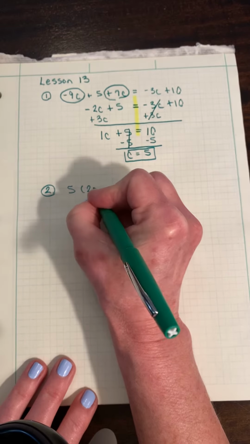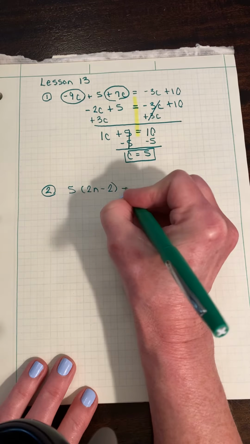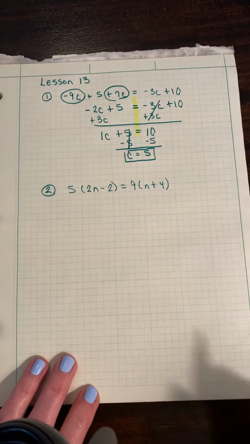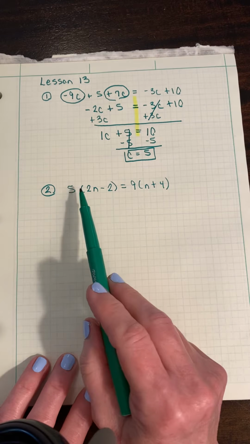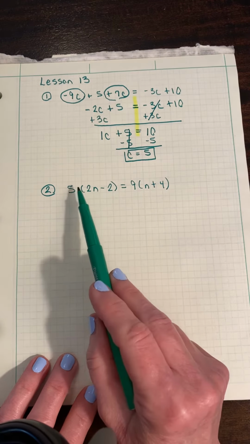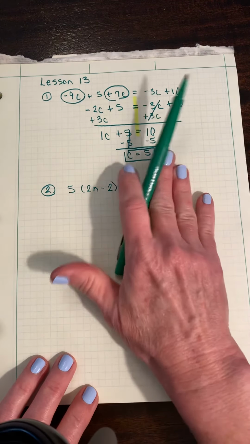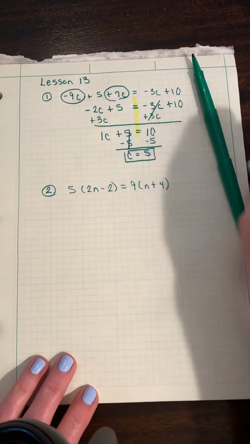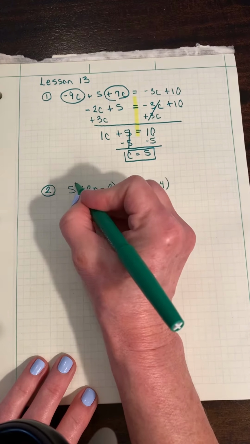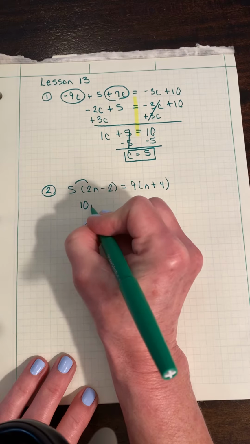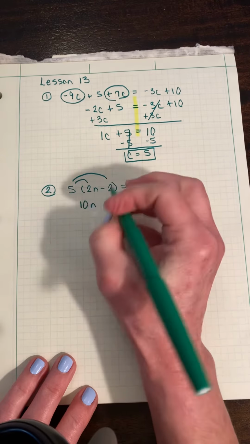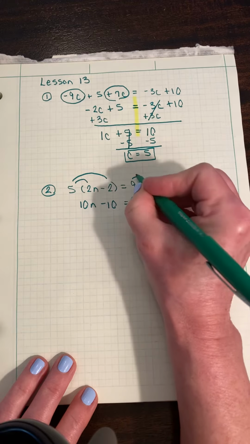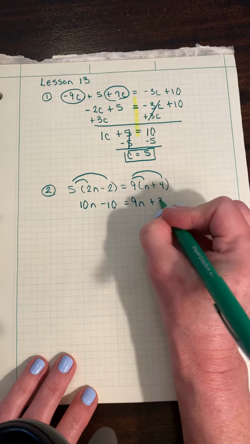Let's look at this next problem. It has parentheses. And we've talked about eliminating parentheses in expressions by distributing. And again, we can clean up this side and then this side, and then we'll start solving the equation. So I'm going to distribute the 5. That's 10n. Remember, I'm multiplying. Minus 10. That's 9n. 9 times 4 is 36.